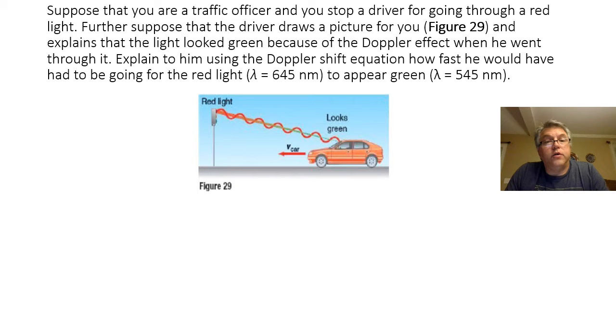Explain to him using the Doppler shift equation how fast he would have been going in order to make the red light, which has a wavelength of 645 nanometers, to appear green and have a wavelength of 545 nanometers. It sounds like something I would do to a traffic cop.